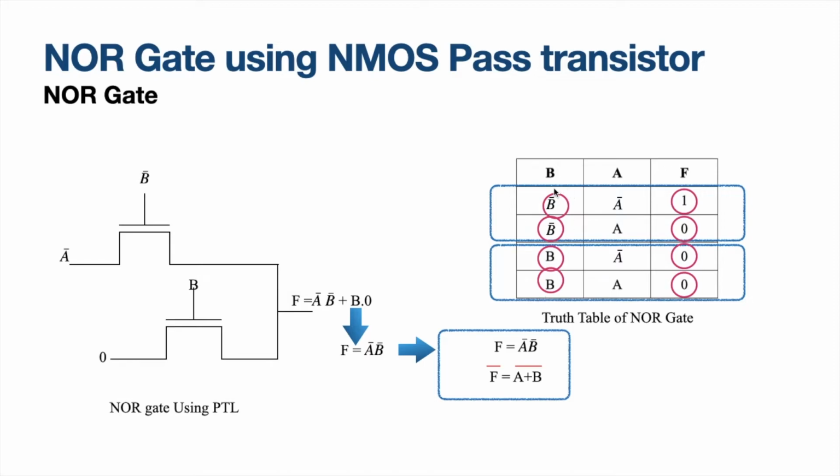In the column B, wherever you find 0, replace with B bar. Wherever you find 1, replace with B. Again, choose the column A. Wherever you find 0, replace with A bar. Wherever you find 1, replace with A. The output column F should hold the output of the NOR gate, which is just the opposite of your OR gate.